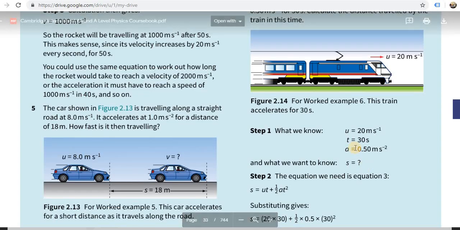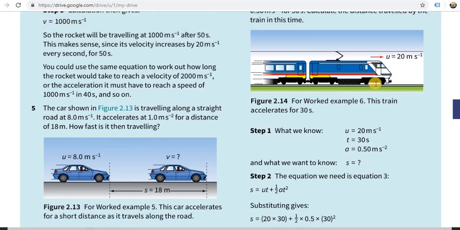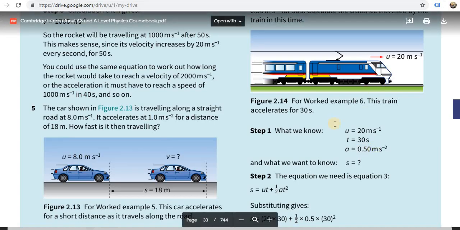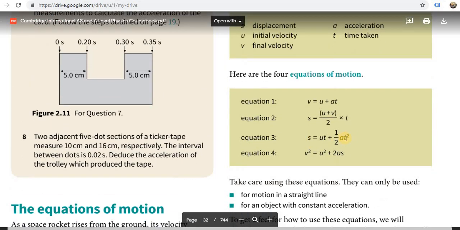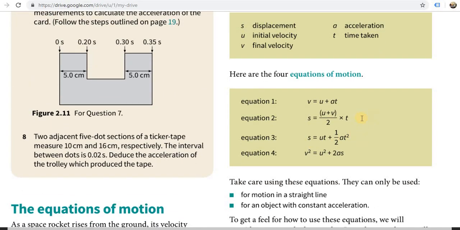So that means S. Now I mentioned earlier, if a train is traveling in a straight line, it's moving in one dimension. So the displacement is increasing and we measure it from a certain point over here. It's a starting point of the train. Now you have to see which equation has all these four quantities, and that is this equation. S is equal to ut plus half at squared.